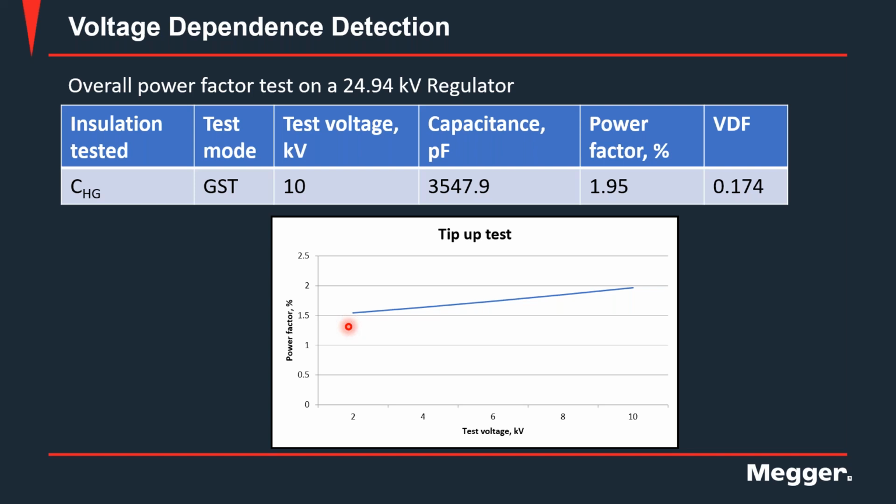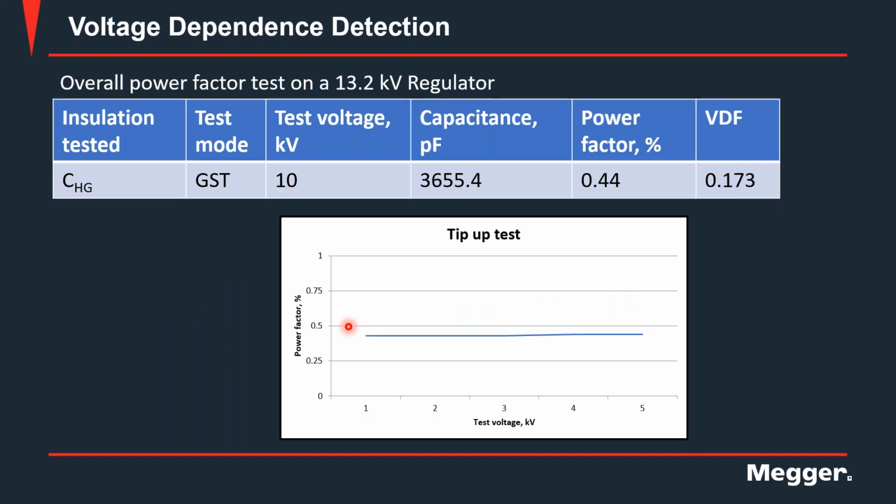You get a high number of VDF. Let's say in this case, the VDF was 0.174. We proceeded to do a tip-up test, and we did see the power factor climb up with increase in voltage. So in this case, yes, the power factor was actually voltage dependent. In another case, the VDF was 0.173. We again proceeded to do a tip-up test, but in this case, it turned out that the power factor was not voltage dependent.